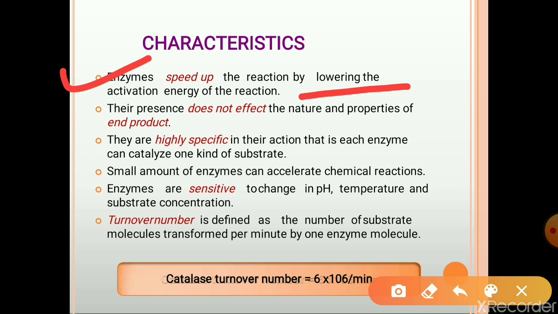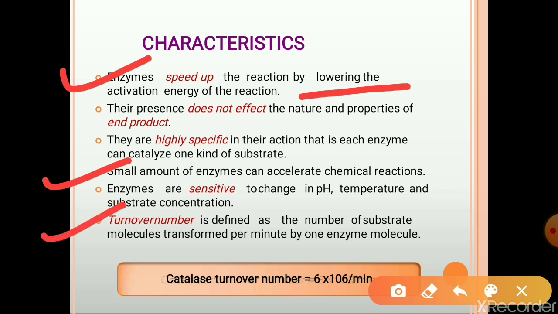They are highly specific in their action. That is, each enzyme can catalyze one kind of substrate. Means enzymes are highly specific; one enzyme recognizes one substrate only. A small amount of enzyme can accelerate a chemical reaction. Enzymes are sensitive to pH and temperature, means enzymes work at optimum pH and optimum temperature. If you increase the temperature too much, then the enzyme will not work properly.